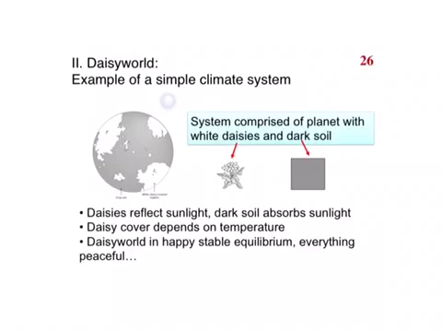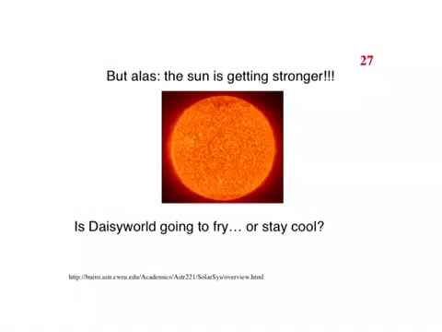So remember that white surfaces have high albedo, they reflect sunlight, whereas dark soil absorbs sunlight and has very low albedo. Daisy cover in Daisy World depends on temperature. Like most plants, there's a temperature optimum at which daisies are happiest. And you might think that Daisy World would converge to a happy, stable equilibrium with everything peaceful except one thing. The sun is getting stronger, so there's a continual increase in luminosity. And the question that we're going to attack in this thought experiment is whether Daisy World is going to fry or stay cool.